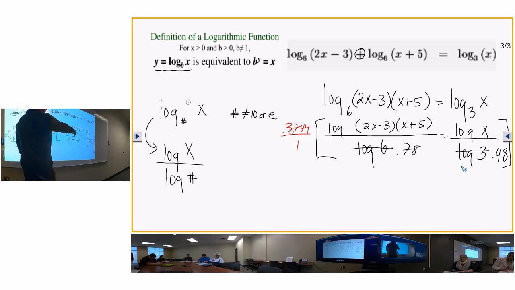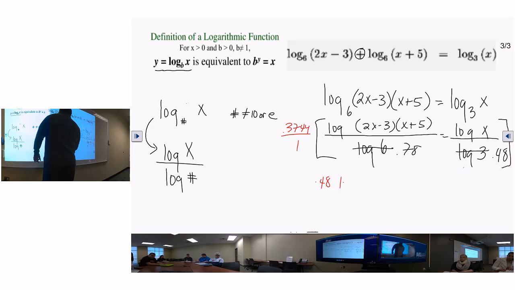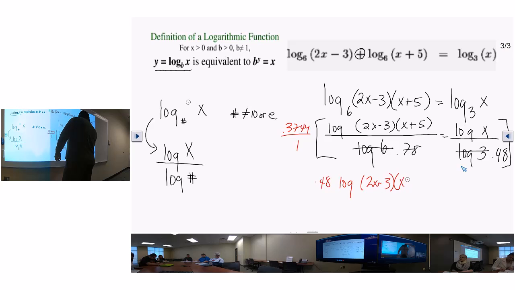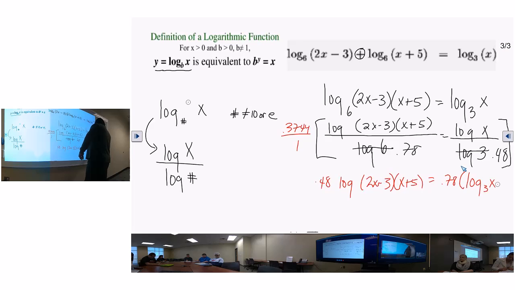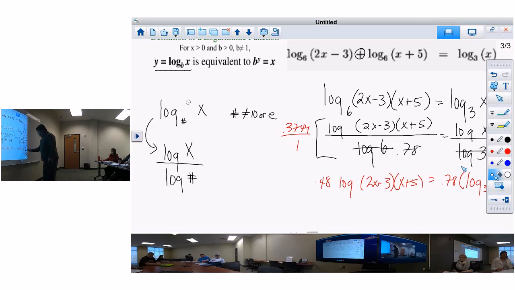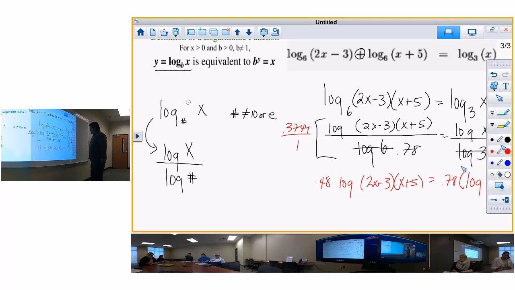And what's that going to give me here? That'll give me 0.48 times log of 2x minus 3 times x plus 5 equals 0.78 times log base 3 of x. And now I can take that 0.48 and put it as an exponent and put this 0.78 as an exponent. That's still not going to help. So it's supposed to be log of x, sorry. Log of x. That's what happens when you get a problem you're not used to.